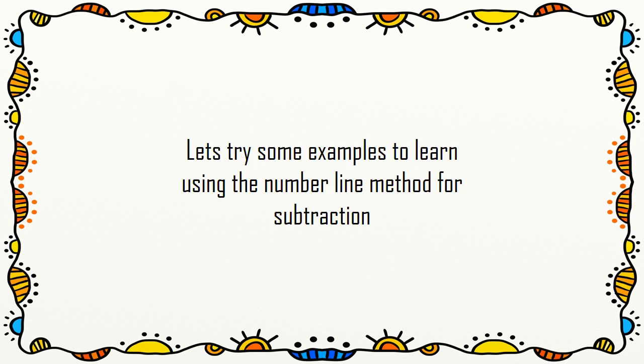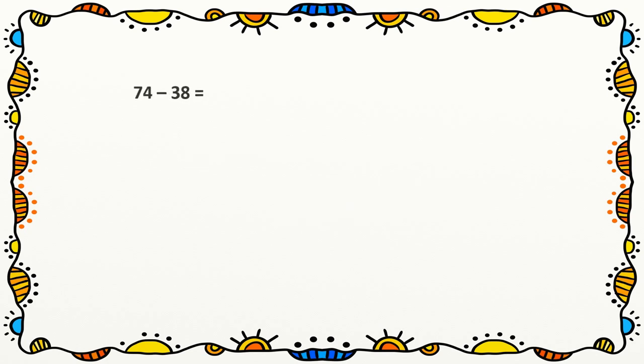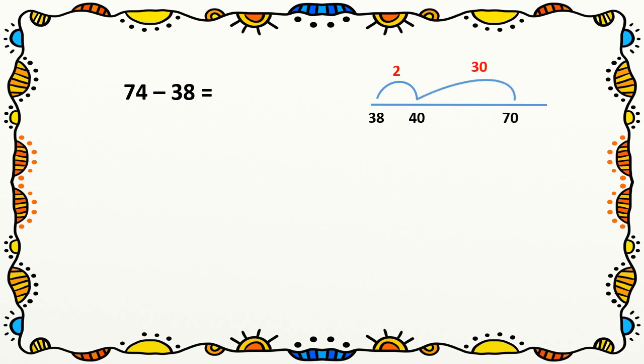Let's try some examples to learn using the number line method for subtraction. 74 minus 38 is equal to. 38 onto 40 is 2. 40 onto 70 is 30. 70 onto 74 is 4. 2 plus 30 plus 4 equals 36.